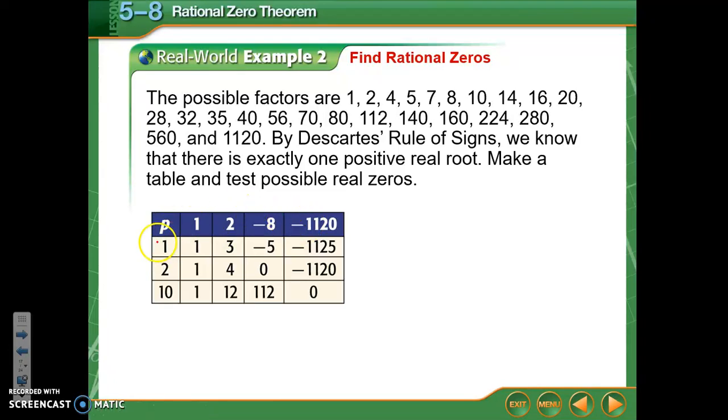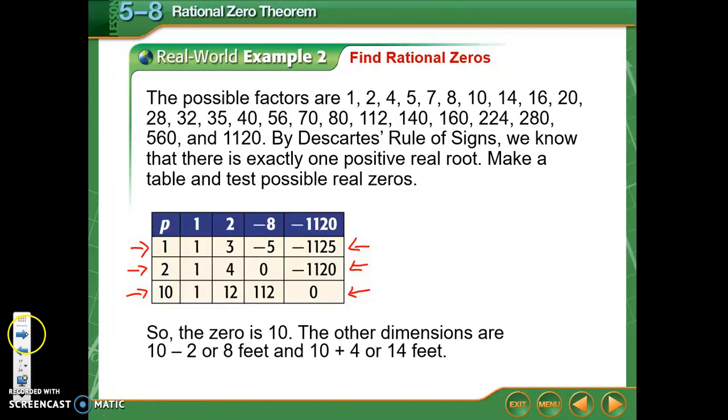So here they're showing you what you would get when you plug in 1 with synthetic substitution. Your remainder is obviously not 0. When you plug in 2, you get a remainder that's not 0. But when you plug in 10, you get a remainder that is 0. So that means 10 is the real rational zero of this function. And you can stop there because we know there's only one real positive zero, I'm sorry. We don't have to take into account the negative zeros because we're talking about volume and about lengths of sides, and those can't be negative.